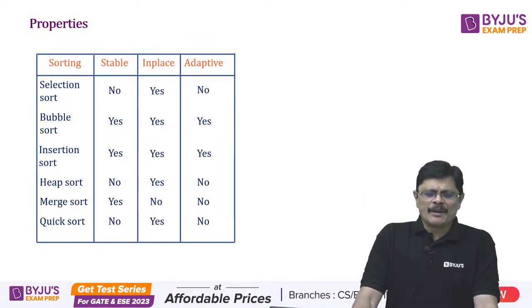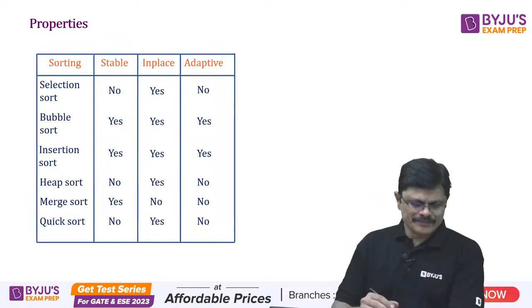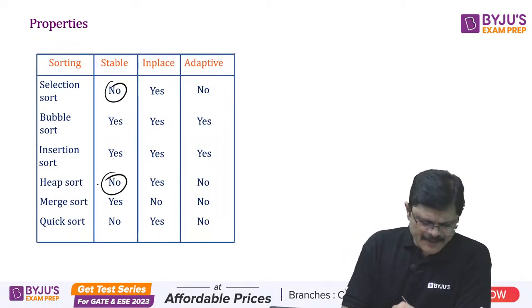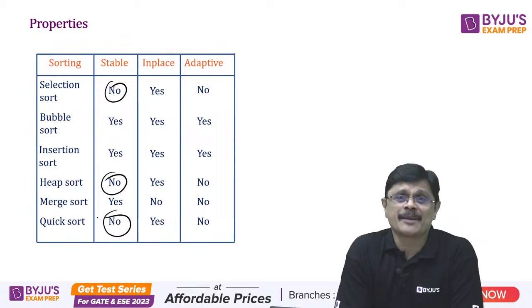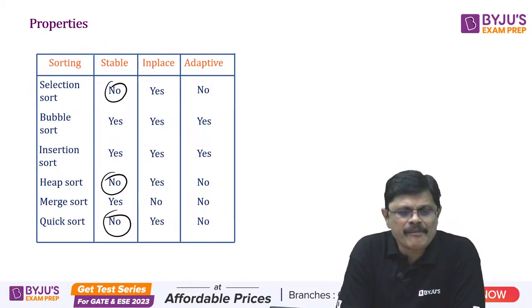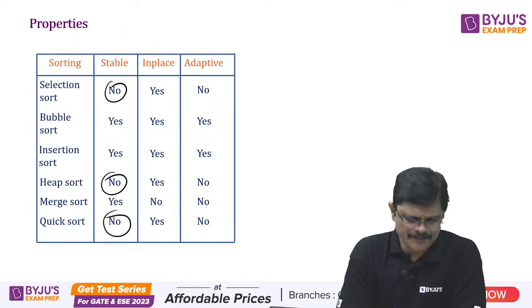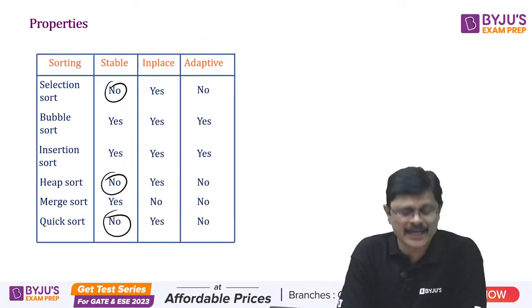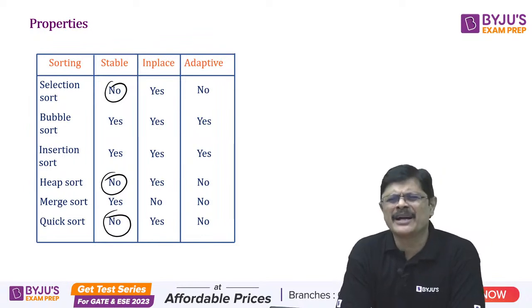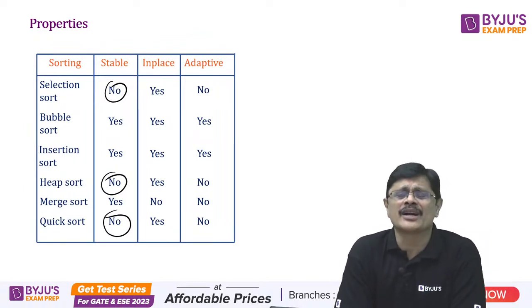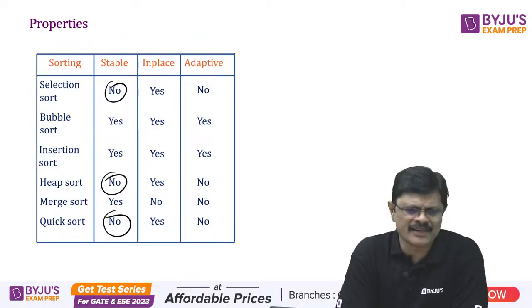As I told you, stable. Which one is stable, sir? Selection sort is not stable. Heap sort is not stable. Quick sort is not stable. Stable means what, sir? Equal keys are not reordered. Equal keys may be reordered using selection sort, heap sort, and quick sort. Of course, we can manipulate these algorithms in such a way that the relative order of equal keys is not changed, but it is not inbuilt in that particular algorithm, my dear friends.